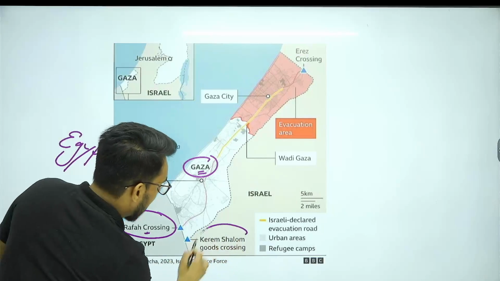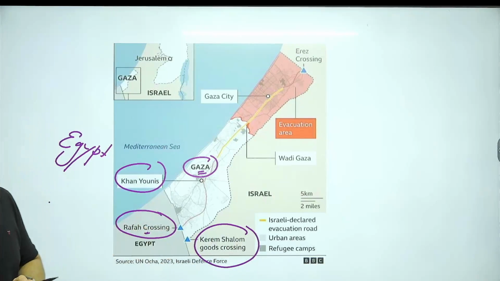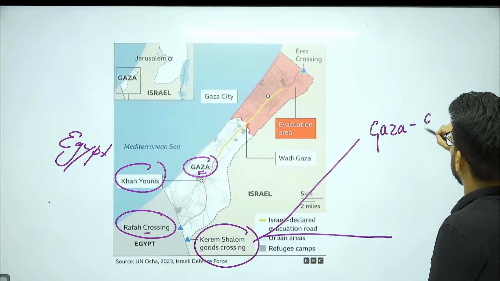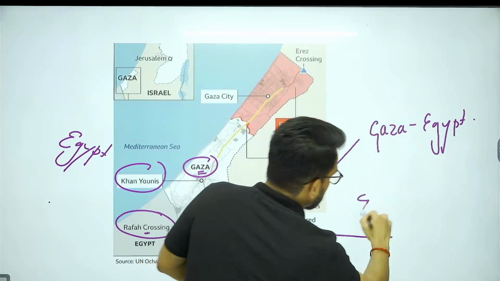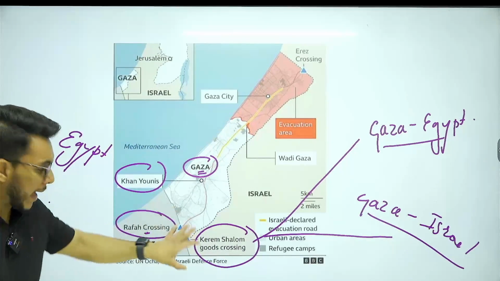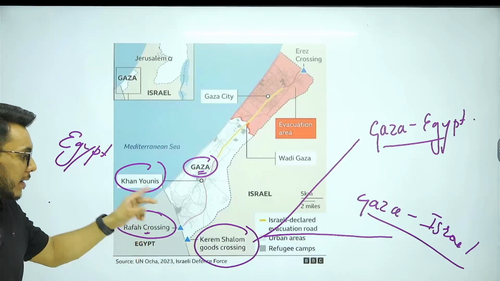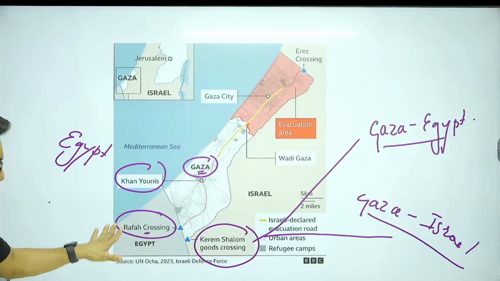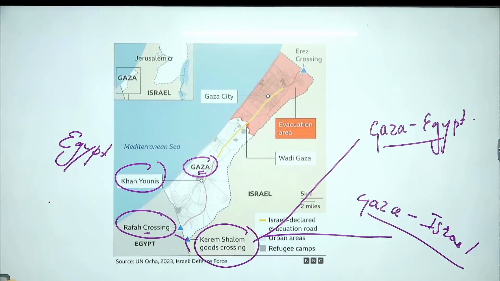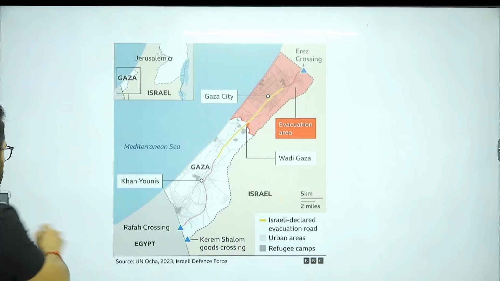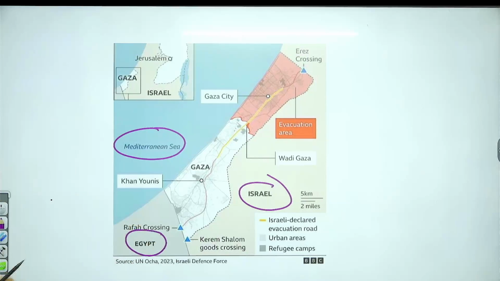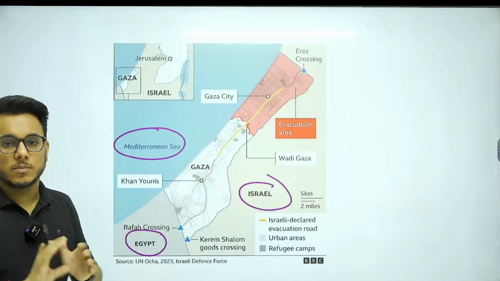Then there is Kerem Shalom crossing also. Now, when we talk about Kerem Shalom crossing, it has two components. One connects Gaza with Egypt, and the other connects Gaza with Israel. Okay. So, Kerem Shalom and Rafah. Where are they located? Rafah is between Gaza and Egypt, and Kerem Shalom is Gaza and Egypt and Gaza and Israel. So it opens on two sides. Fine. Now, when we talk about Gaza Strip, it borders the Mediterranean Sea, Israel, Egypt. So this is about this one.